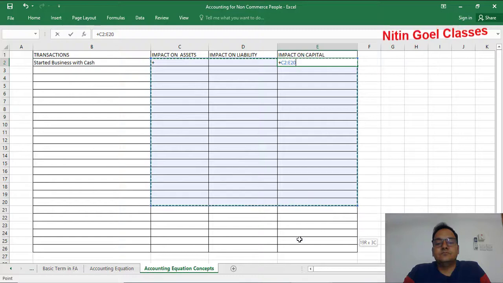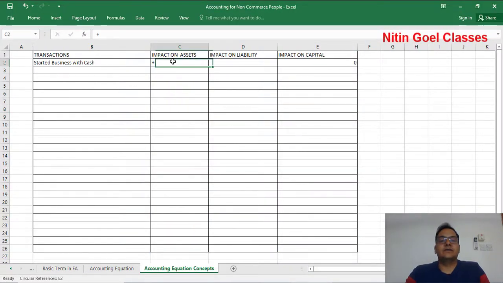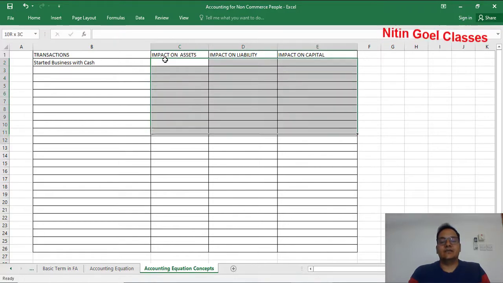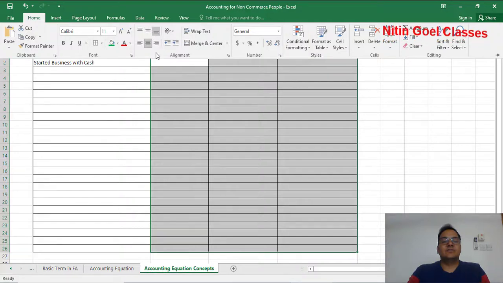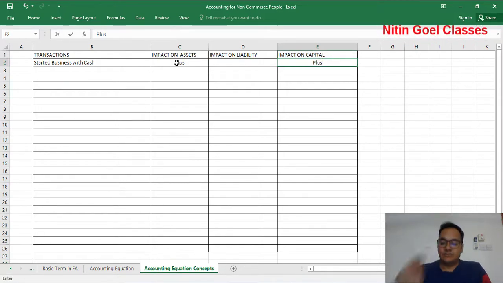So I will have to consider it like this, because it is going to take... So I will write alphabets rather than numbers, because otherwise Excel will take the formula and I cannot select or deselect the cells otherwise. So let us go in the center part. So let's say, it's going to be plus in asset and plus in owner's equity. Why? Because it is the business started by the owner.